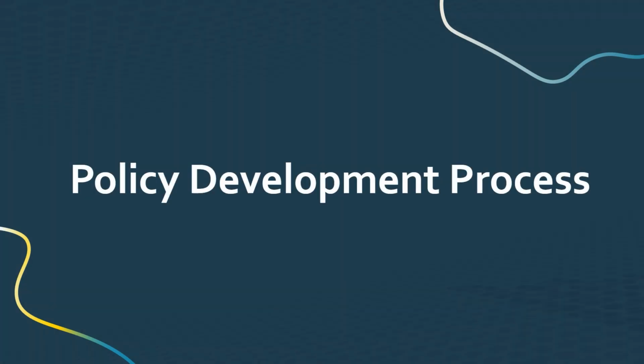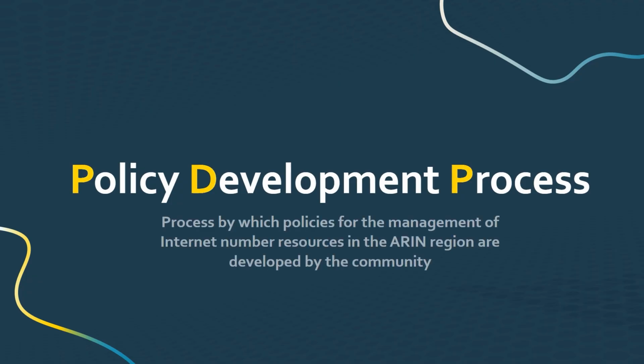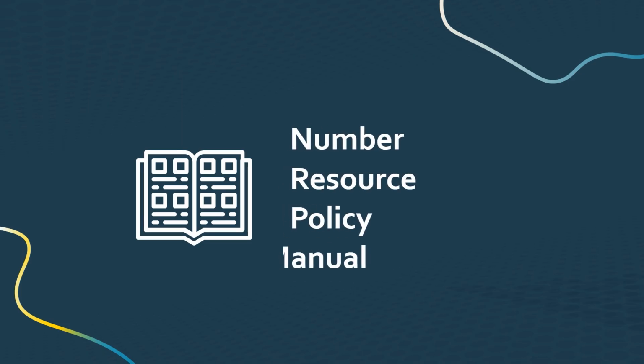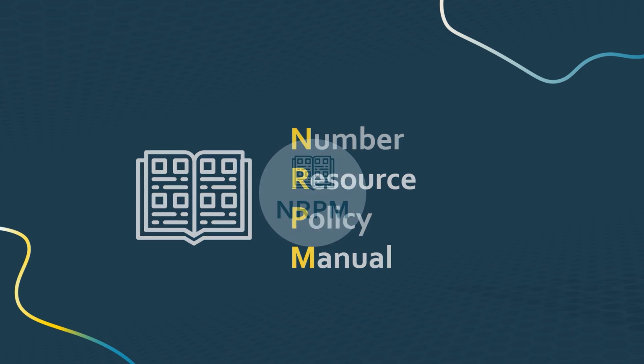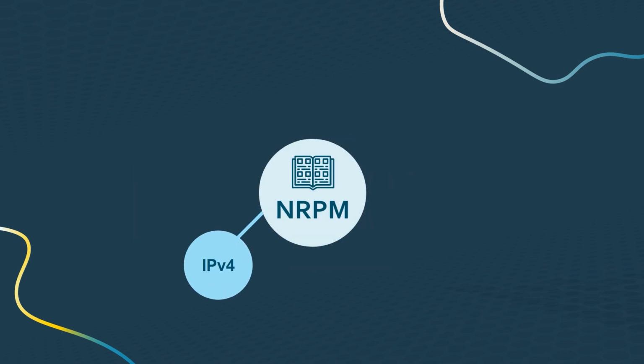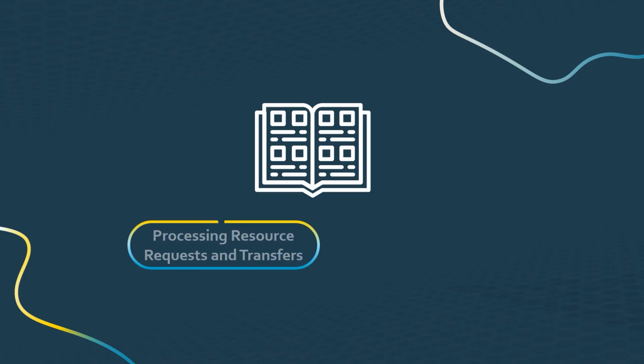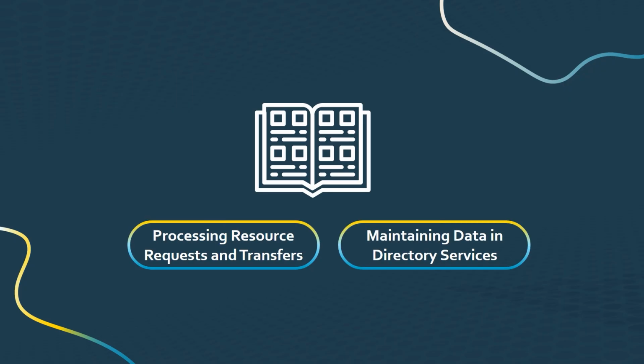Welcome. In this video, we will be diving into ARIN's Policy Development Process, or PDP, which is the process by which policies for the management of Internet number resources in the ARIN region are developed by the community. The result of the policy development process is the Number Resource Policy Manual, sometimes referred to as the NRPM, which establishes the framework for how ARIN allocates Internet number resources such as IPv4 and IPv6 addresses, as well as autonomous system numbers. This policy manual also documents guidance for processing resource requests and transfers and maintaining data and directory services.